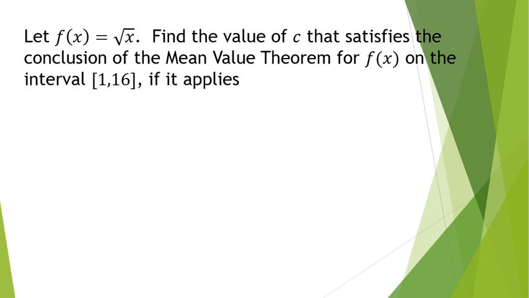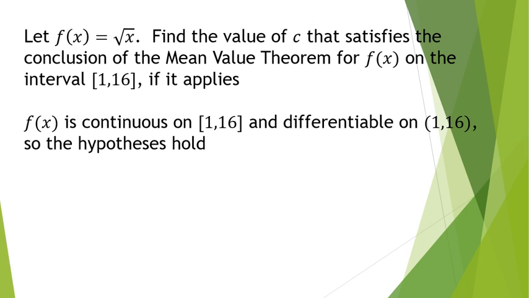So first thing you always have to do in these kinds of problems is check to make sure that the hypotheses of the mean value theorem are satisfied. Is your function continuous on the given closed and bounded interval? And is your function differentiable on the open interval as well? Well, our function in this case is the square root of x. The square root of x is defined for all numbers greater than or equal to 0. It's also continuous and differentiable for all numbers greater than or equal to 0. So that means that on this interval, both hypotheses hold. So we can use the mean value theorem here.